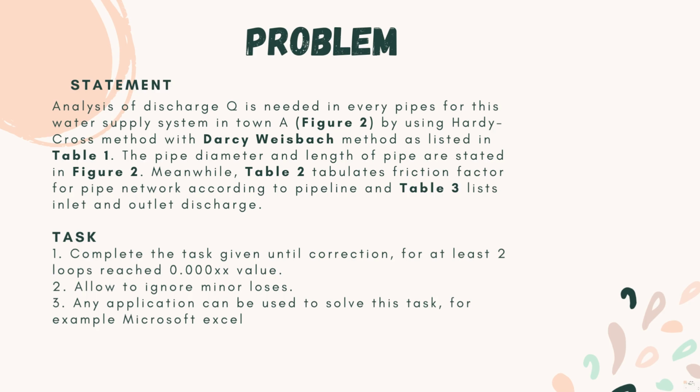Meanwhile, table 2 tabulated the friction factor for the pipe network according to each pipeline, and table 3 lists the inlet and outlet discharge. So we need to do several tasks. Number one, complete the task given until the correction for at least two loops reaches 0.00-something value. Number two, we are allowed to ignore minor loss. Number three, any application can be used to solve this task, for example Microsoft Excel.